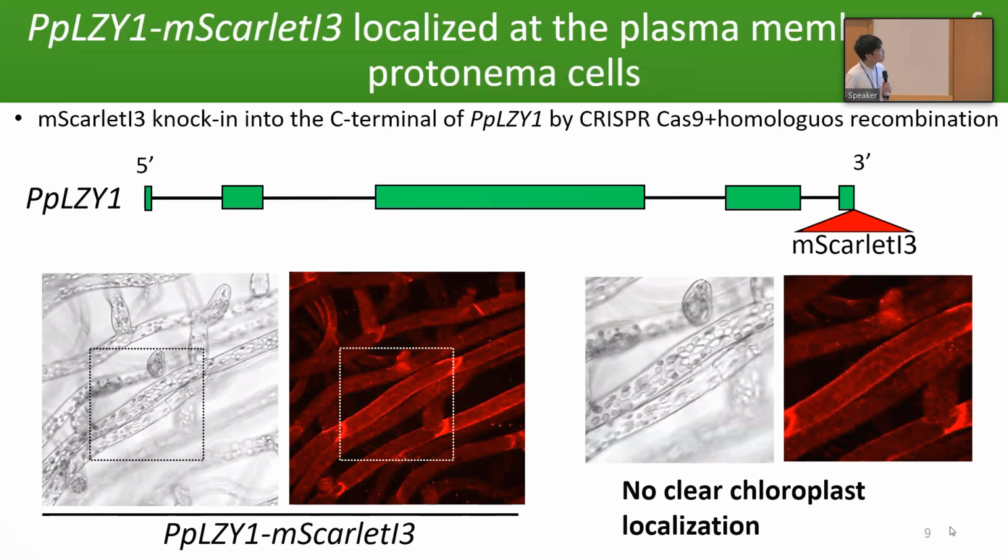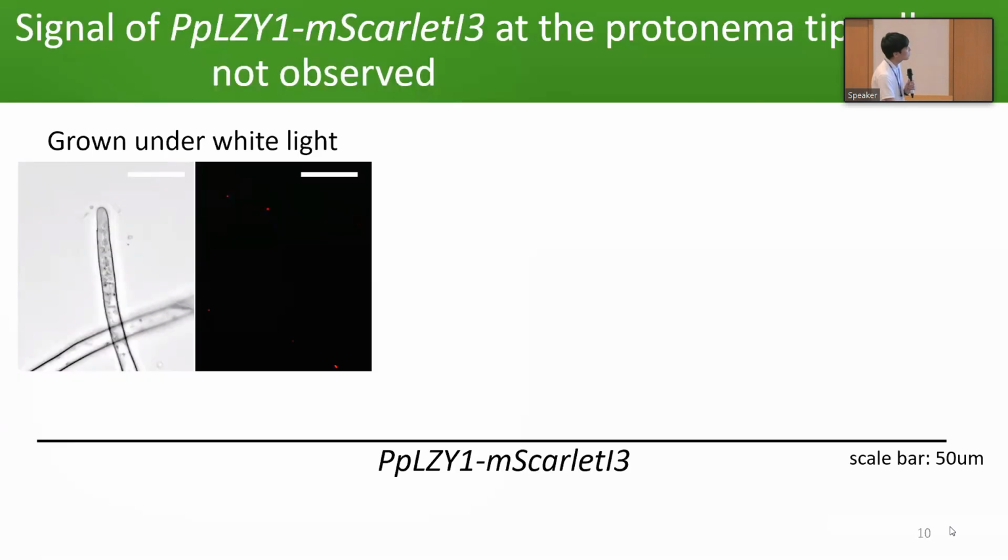This is the basal cell of the protonema. But gravitropism in protonema, unlike gravitropism in angiosperms, involves a single cell row, so there's no way differential growth is involved. It's caused by tip growth. So we looked at the tip cell, but when we grew the moss under white light, we couldn't see any signal at the tip cell. We could see it at the basal cells, but not at the tip cell.